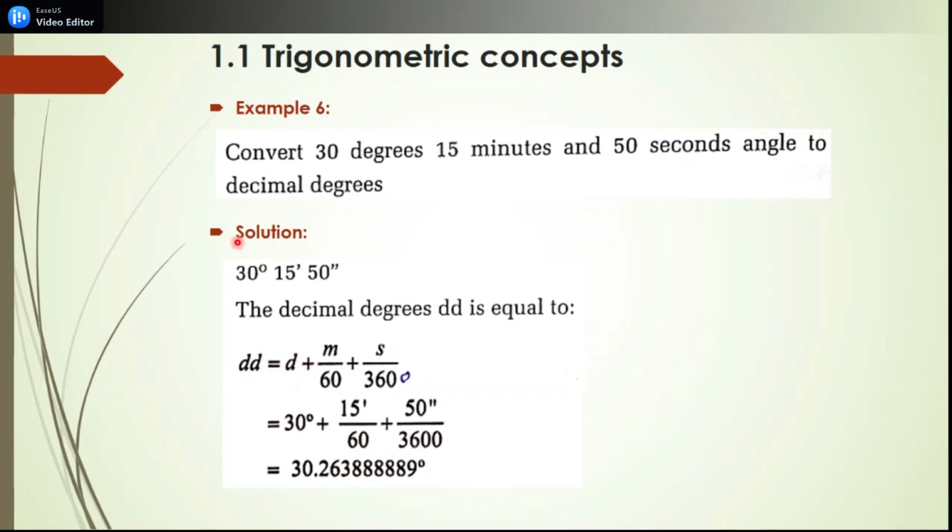We take d as 30 degrees. We add minutes over 60. Minute is 15 over 60. Then plus seconds, 50 over 3600. Then after making the operation, we get the value of 30.263 and so on degrees.